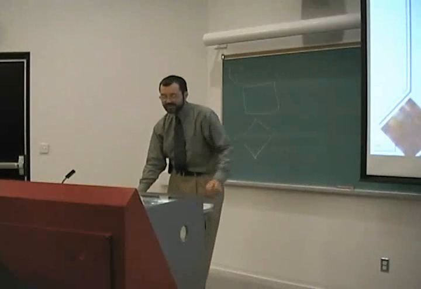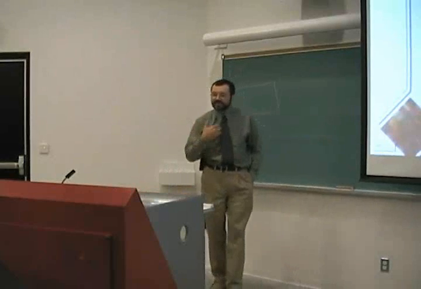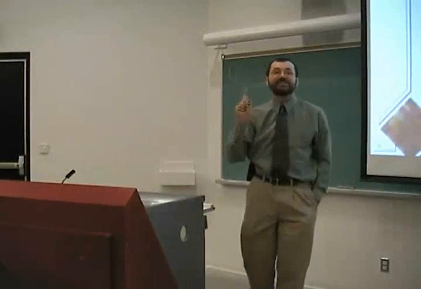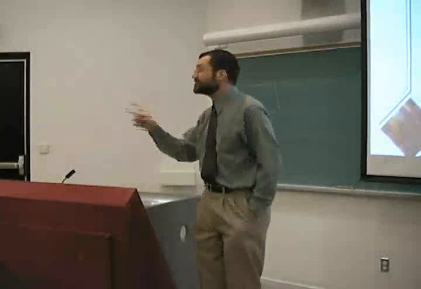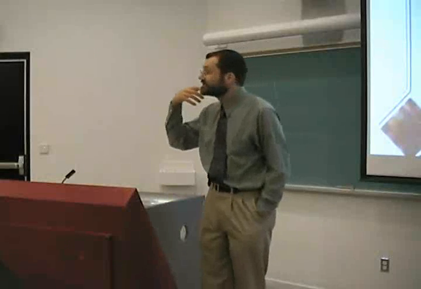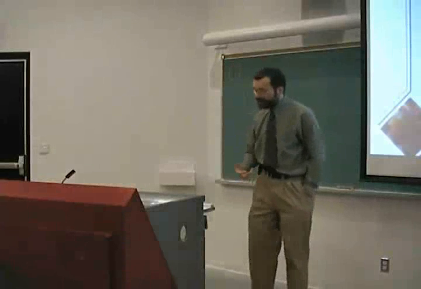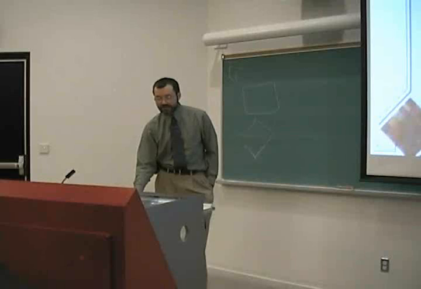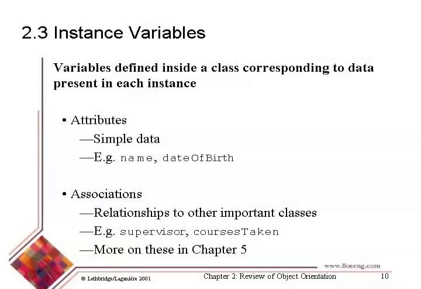So, what is an instance variable? It's a variable defined inside a class that corresponds to a piece of data present in each instance. So every instance of student is going to have a student number, a separate student number. Each instance of student is going to have the student's name, etc., etc. In fact, we can break down our instance variables into two kinds, attributes and associations. I'm going to just mention this now. We're going to primarily leave this concept and come back to it in Chapter 5.